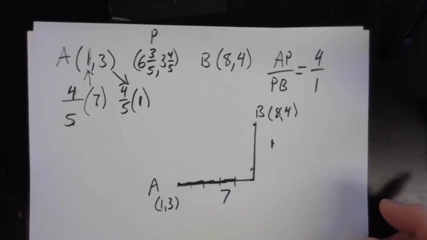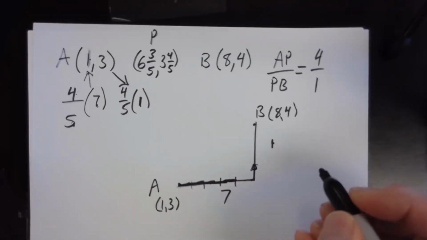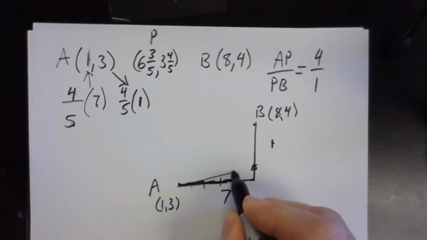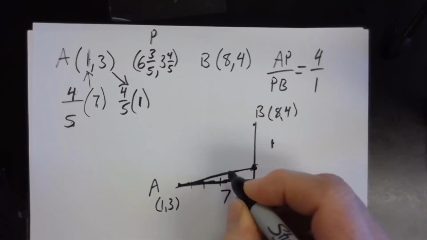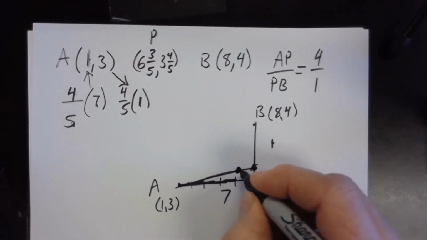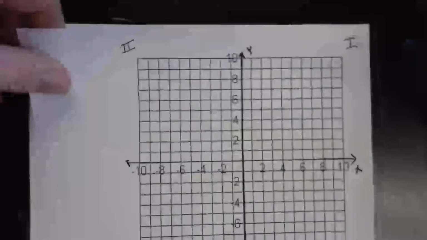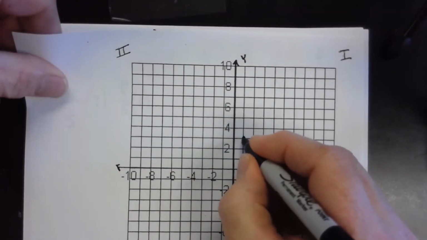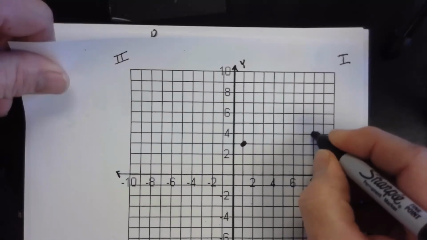If this is 1, 3, it would look more like this, and here would be the segment, 4/5 of the way along, right there. Do we want to put it on a graph so you believe that it worked? 1, 3, and 8, 4. There's our segment.